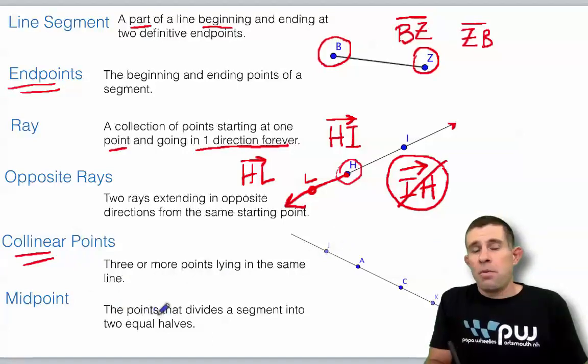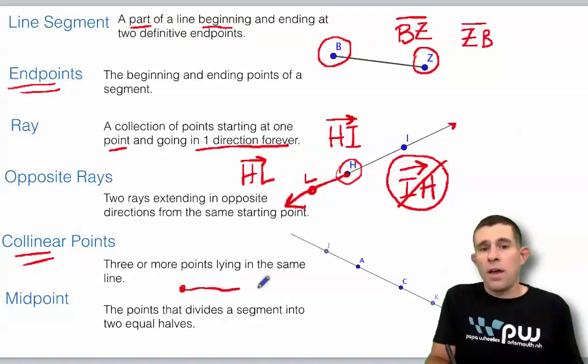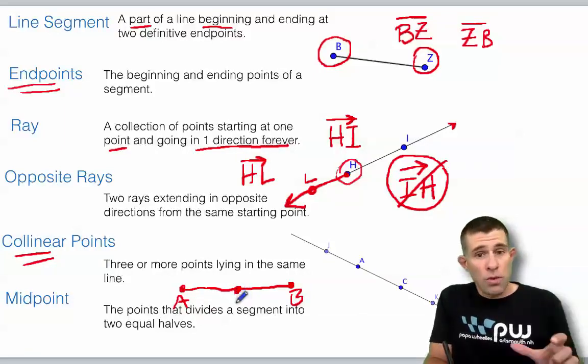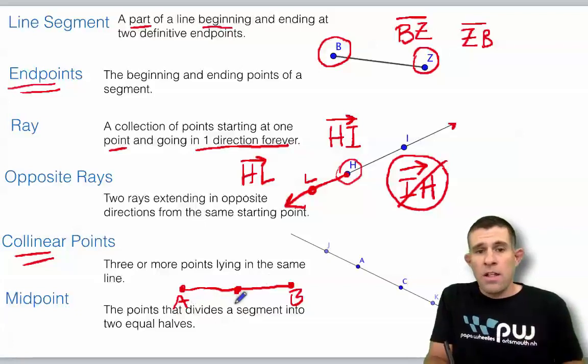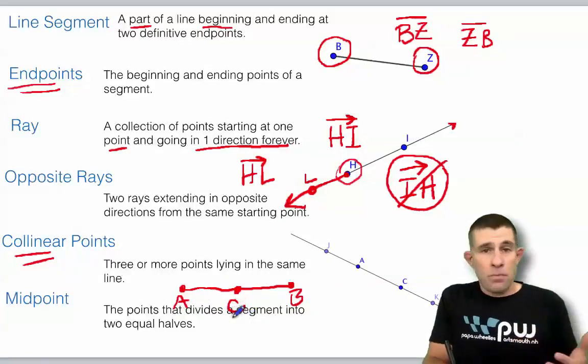And then finally, midpoint. Midpoint is the point on a line segment that divides the segment up into 2 equal halves. So take, for example, this line segment AB. If I were to divide it in 2 equal halves, we're going to be calling that word congruent, 2 congruent halves. Then here's point C, and C is considered my midpoint.